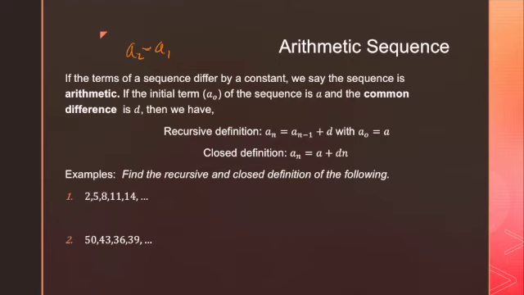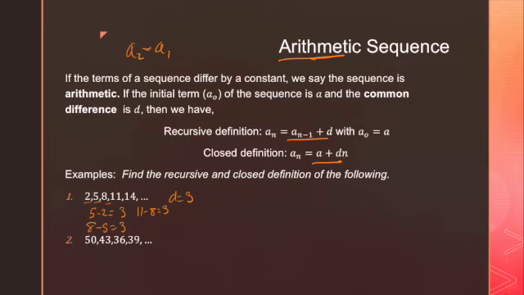So here we can have recursive definitions and a closed definition. So let's find both of those for this. The first thing we need to do is figure out the difference. So here I have 5 minus 2, which is 3. I'm going to check a couple more. 8 minus 5 is 3. 11 minus 8 is 3. So this is an arithmetic sequence. That means our common difference is 3.